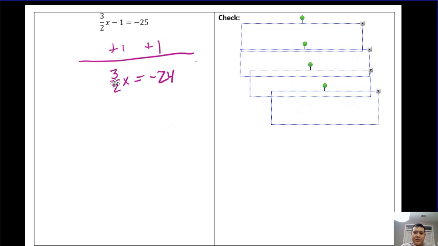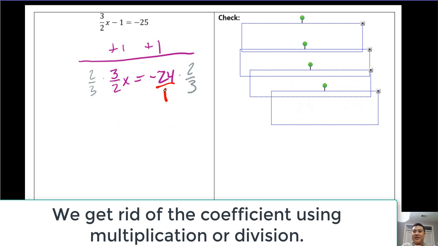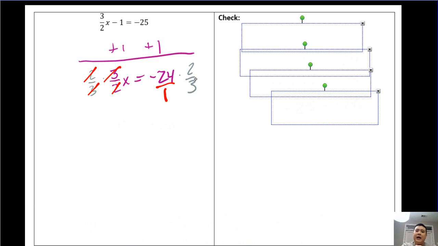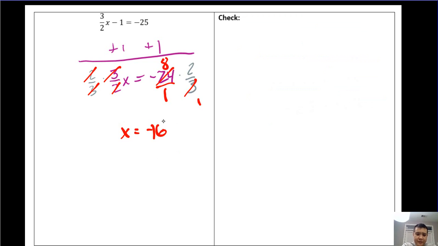And then we're going to divide both sides by 3 over 2, which is the same thing as multiplying by the reciprocal, which is 2/3. So we're going to multiply both sides by 2/3, and look at that again. We get to cross cancel. These cross out, as always. But then 3 goes into 3 once, 3 goes into 24 8 times. We get negative 8 times 2, because we just multiply across. X equals negative 16.